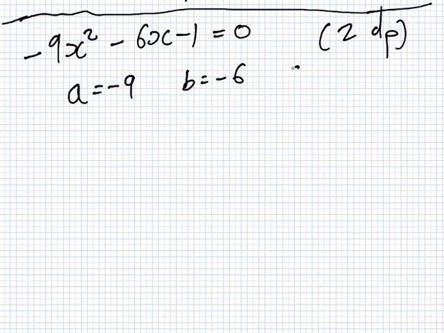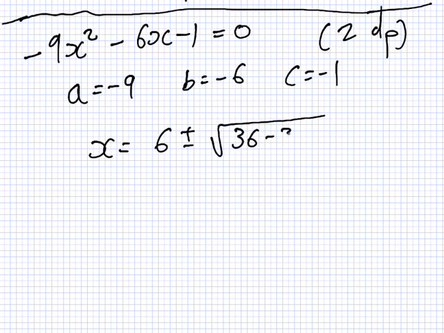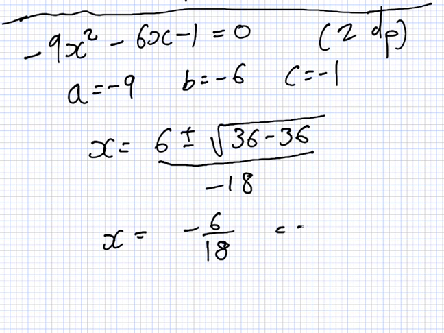B equals minus 6, C equals minus 1. So you get x equals minus b plus or minus the square root of b squared minus 4ac, all over 2a. Like this. There's actually only one answer here. So what's the answer?